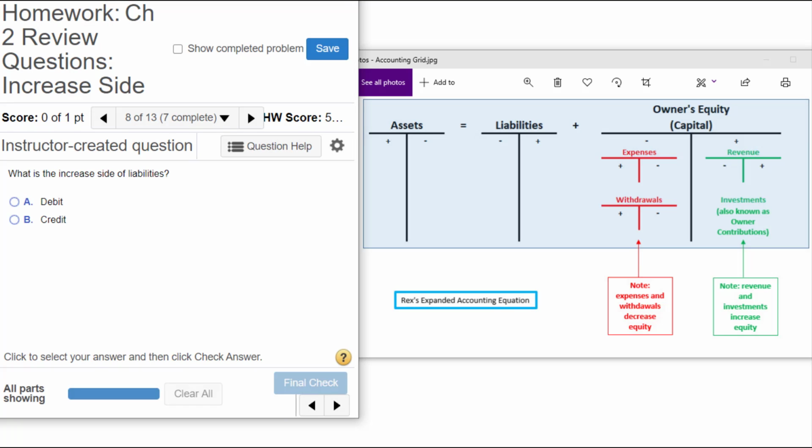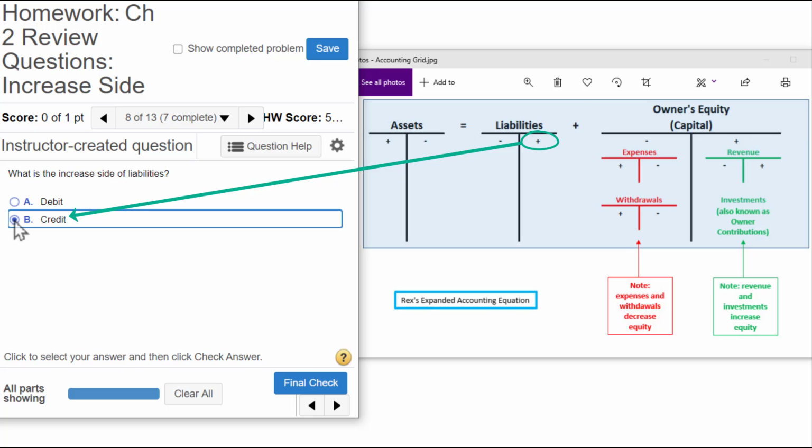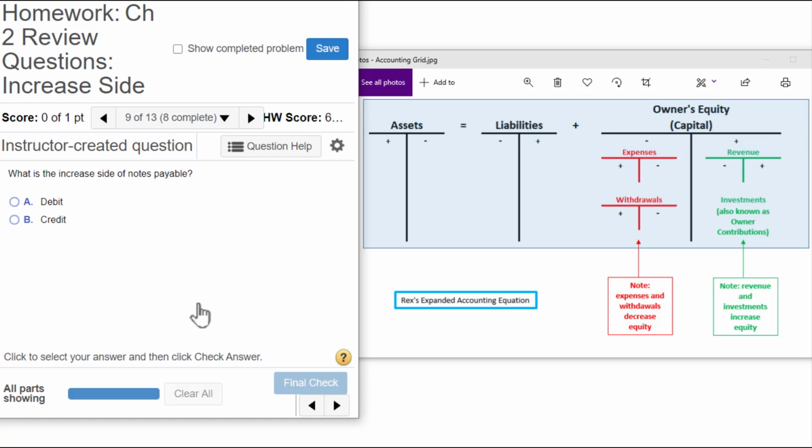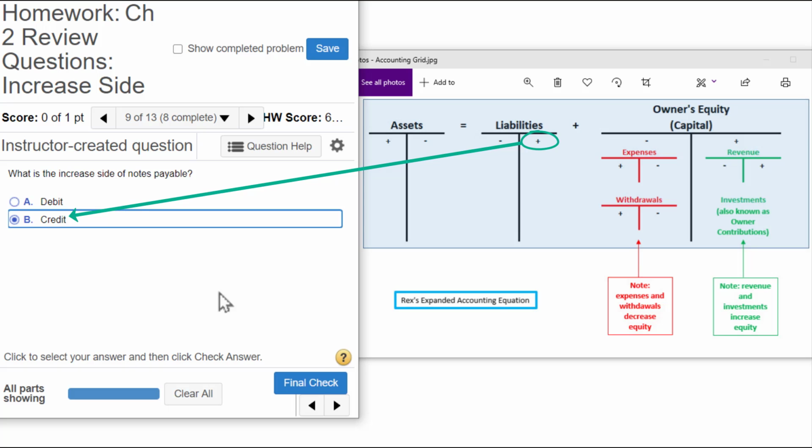What's the increase side of liabilities? It's a credit side. What's the increase side of notes payable? So we have to know what type of account notes payable is. It's a liability, therefore its plus is on the credit side.